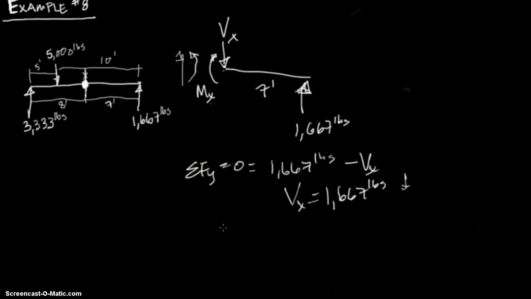Alright, so anyways, we're going to do sum of the moments about x, and we're going to call this positive, equal to 0. And you say, okay, well, that's a heck of a lot easier going this way.